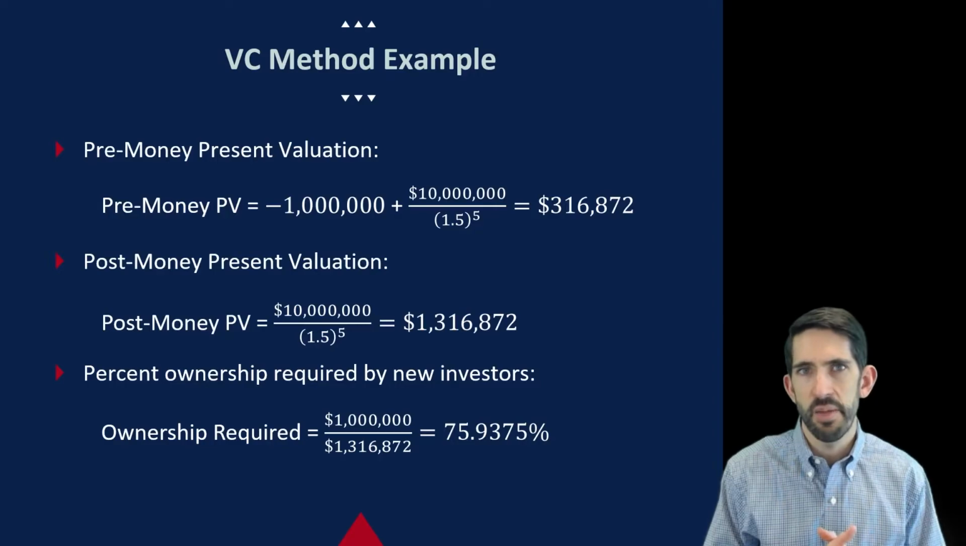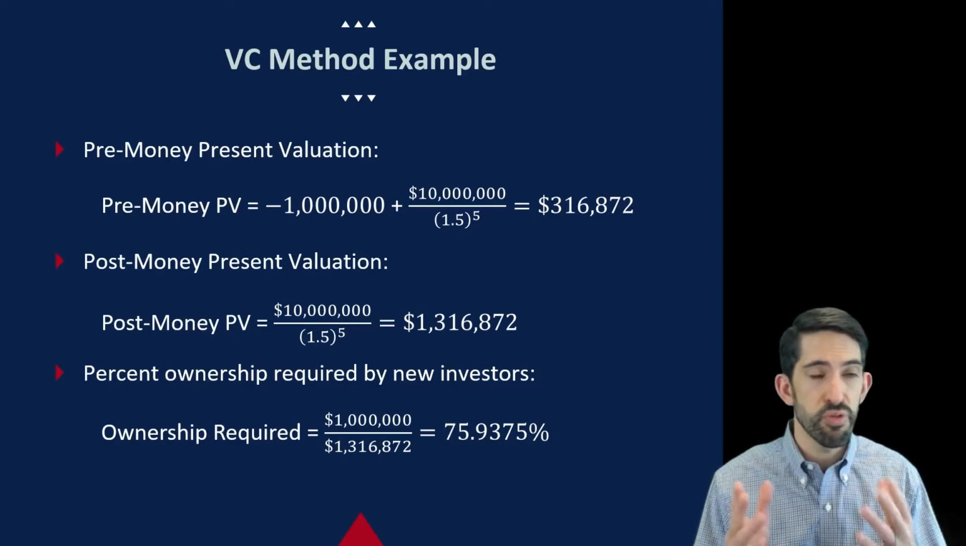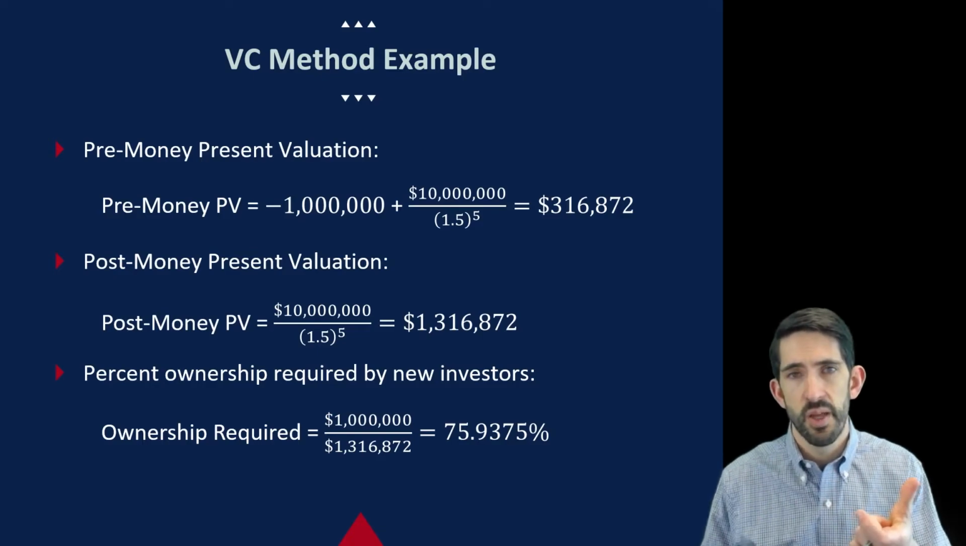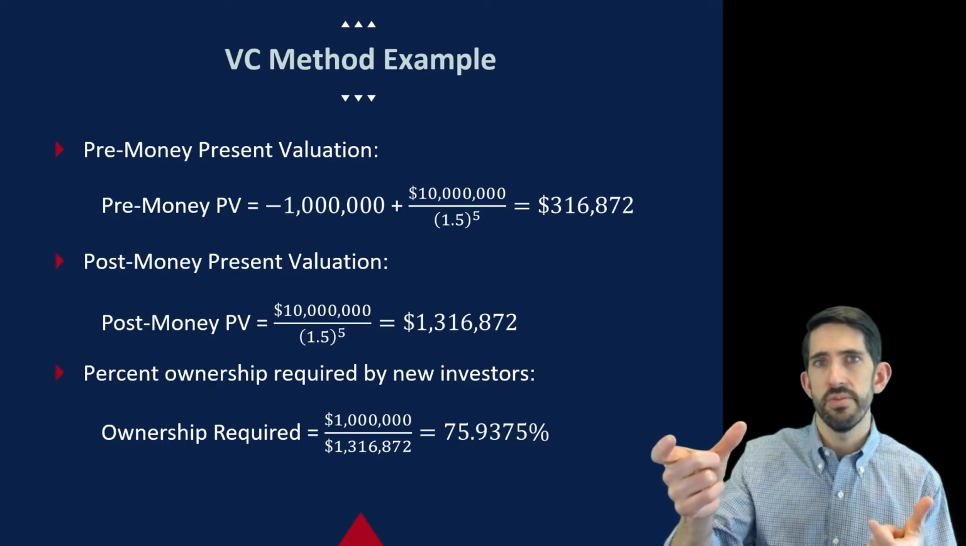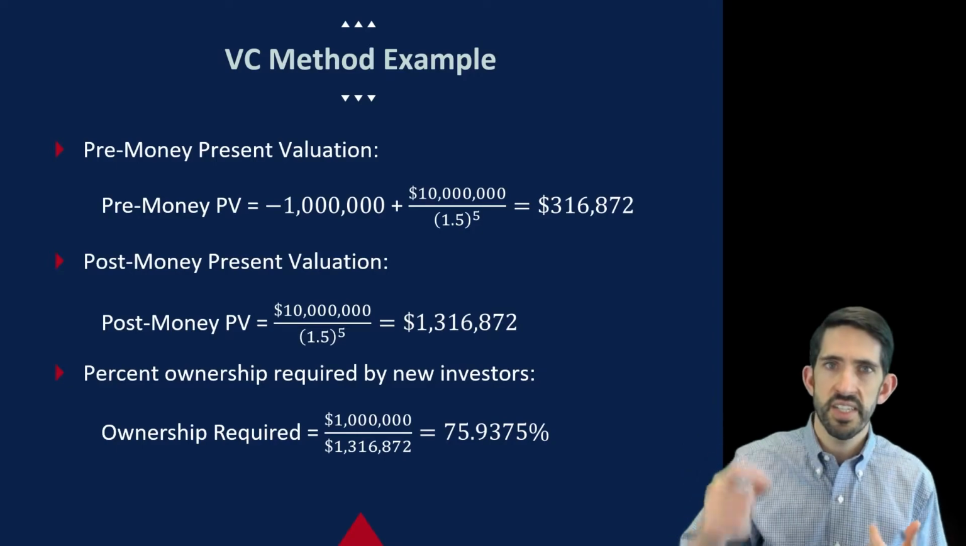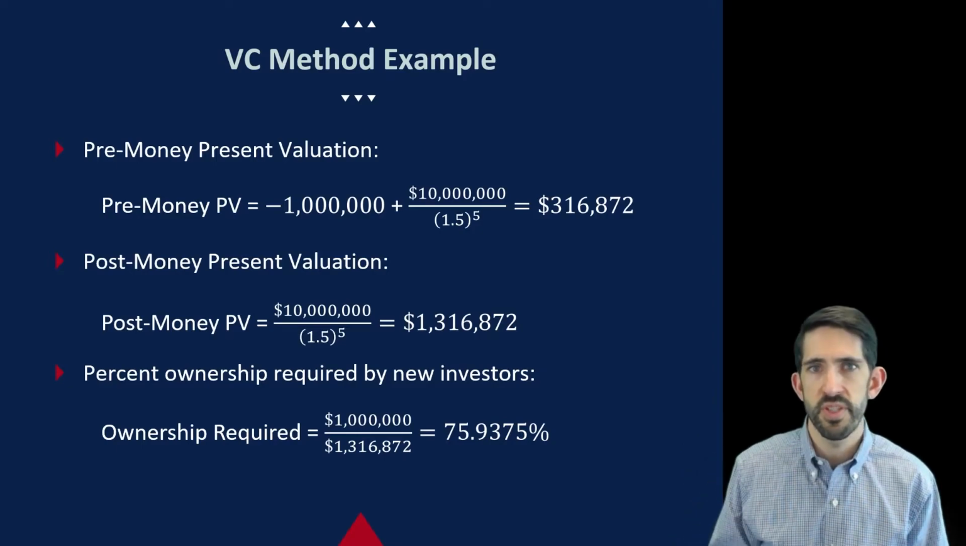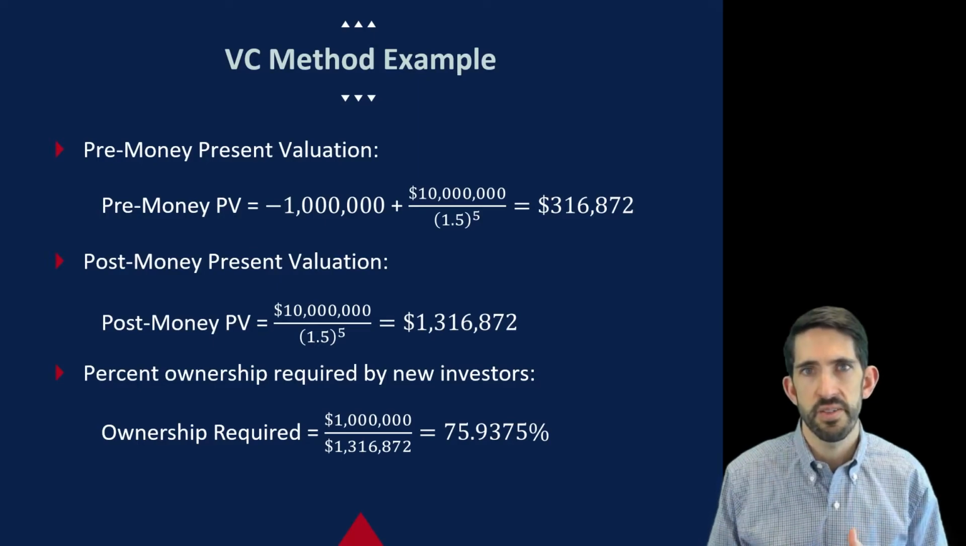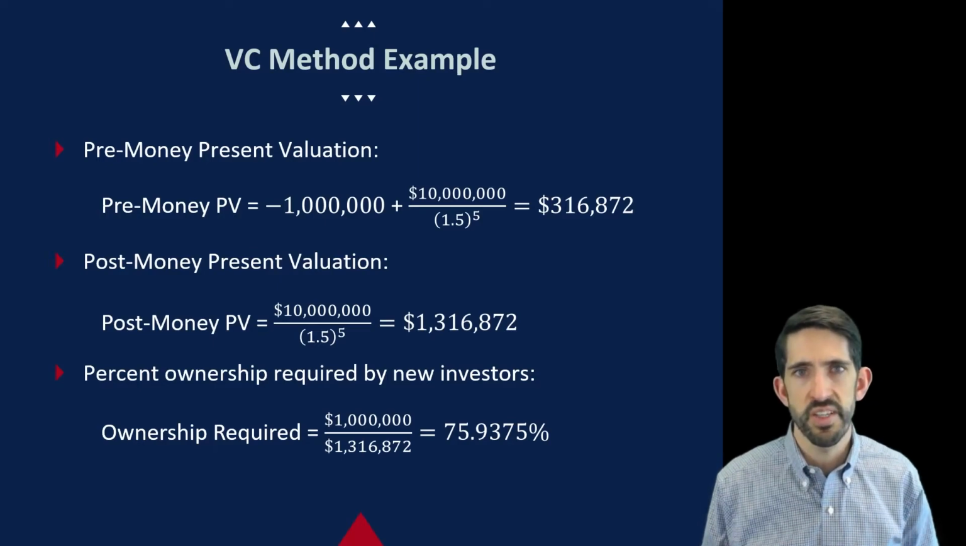So in our example, we're going to assume for the pre-money valuation that we have a $1 million investment. We have $10 million coming out in year 5. We're going to discount that back at 1.5% for 5 years, and that gives us a value of about $300,000. So that's the pre-money value of the business.